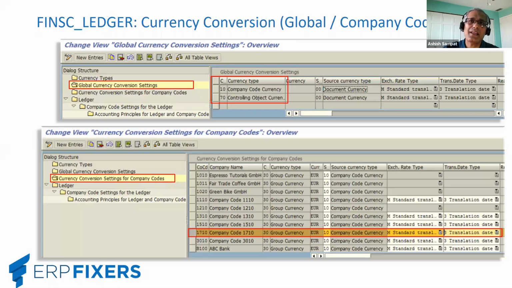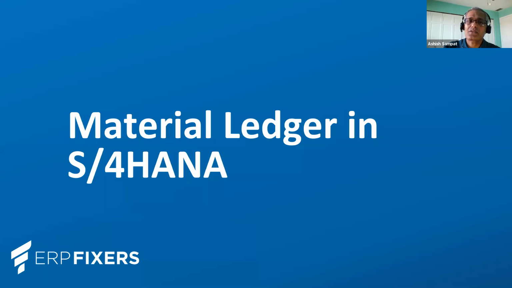Again, this is a very high level overview. The main takeaway here is that this is a new transaction, FINSC_LEDGER. You'll also realize that the 8KEM, which used to be the parallel currency setup in controlling, is now integrated here. So that's another big piece to be looked into. Yeah. So let's look at the next topic, material ledger in S/4HANA.